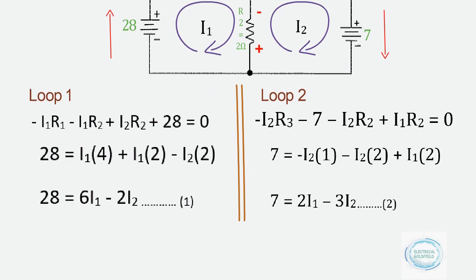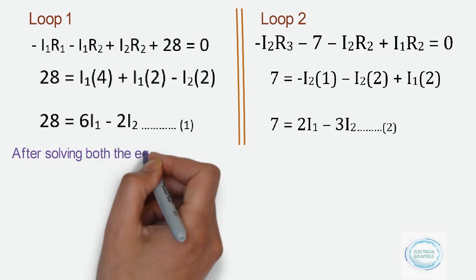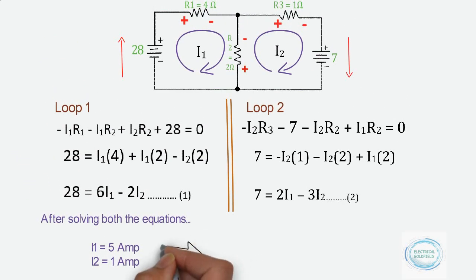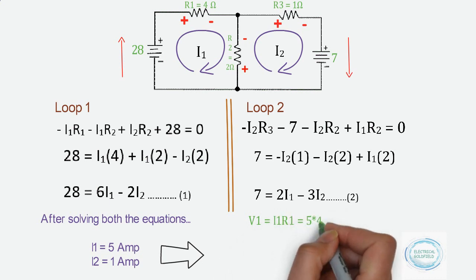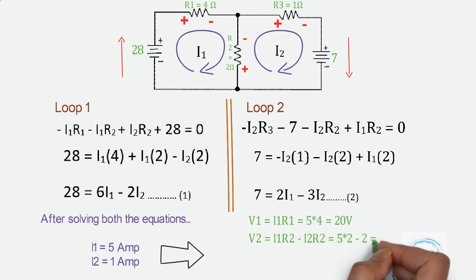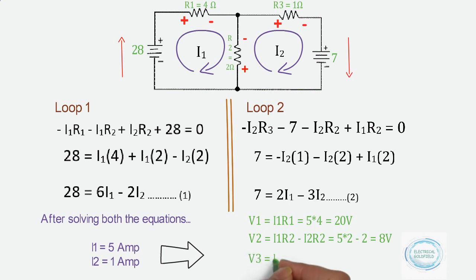After solving both equations, we will get the current in loop 1 as 5 ampere while the current in loop 2 is 1 ampere. As soon as we know the loop currents, we can calculate the voltage drop in each resistor using Ohm's law. Friends, here we need to always remember that two currents I1 and I2 are flowing through R2, but the direction is reversed. So finally, through R2, an effective current of 4 ampere will flow downward. Hence, 8 volt will be dropped across R2.